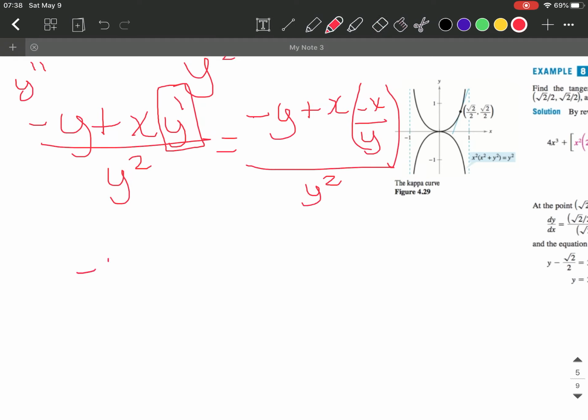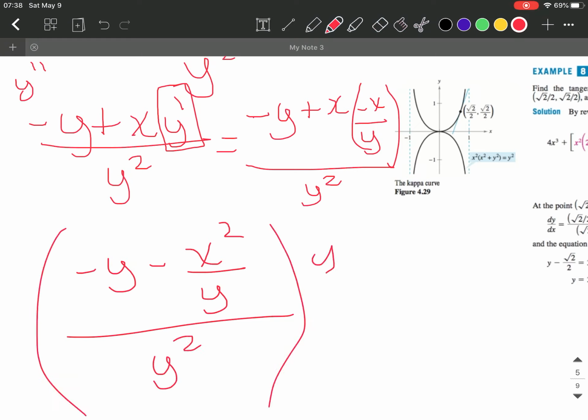And that would give you negative y minus x squared over y squared. And to simplify all of this, I would multiply top and bottom times y. Negative y squared minus x squared over y cubed.